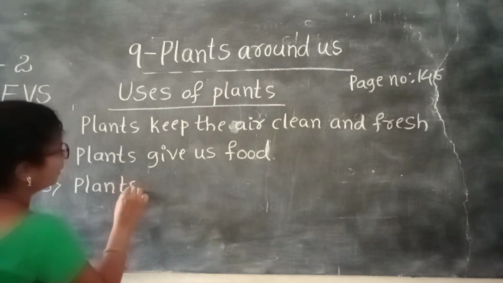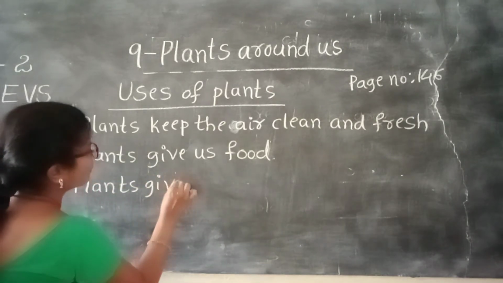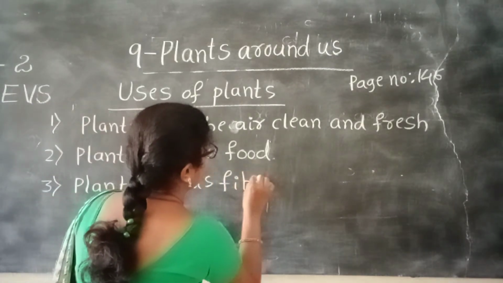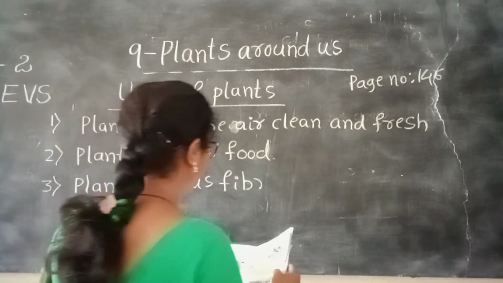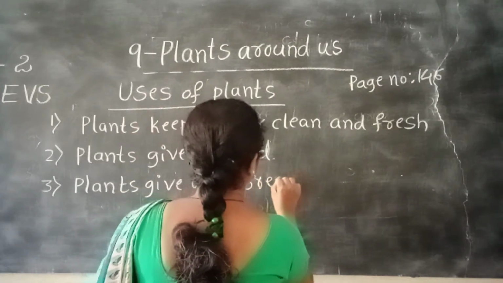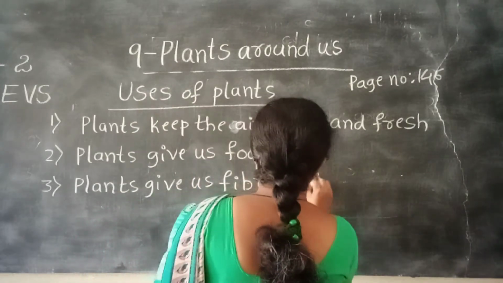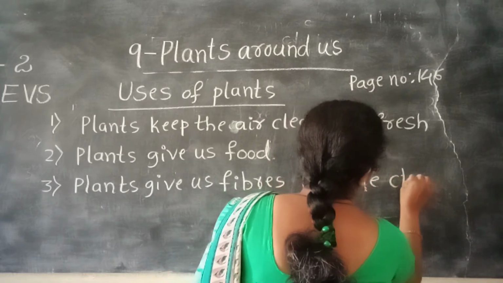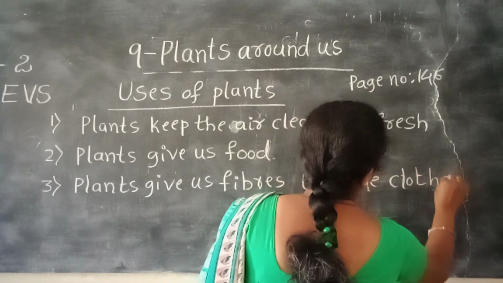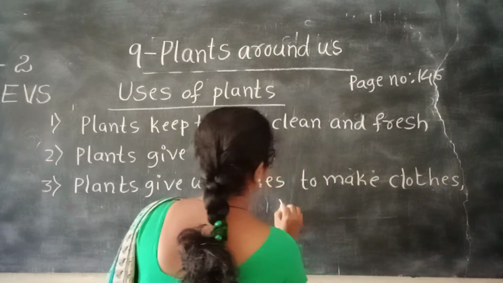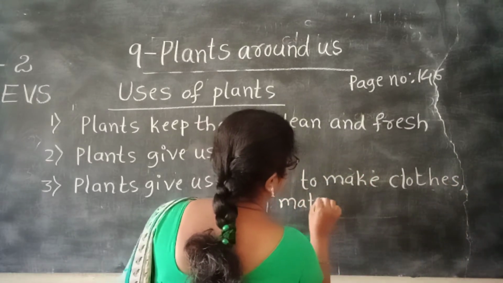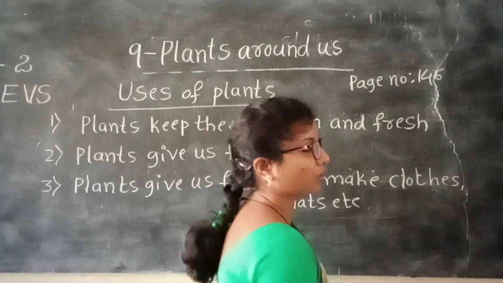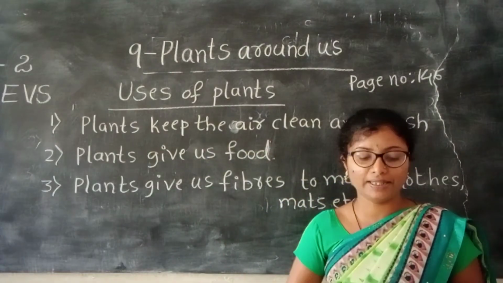Plants give us fibers. With the help of fibers we make clothes, mats, roofs and sacks.